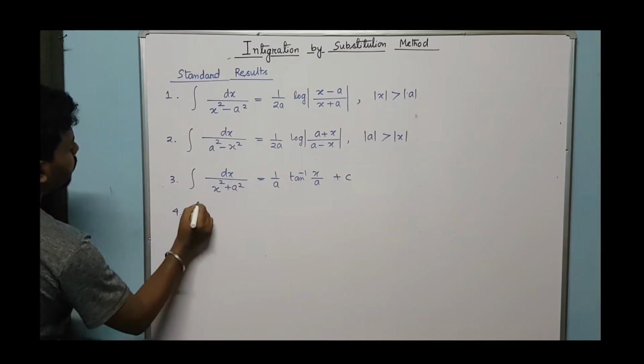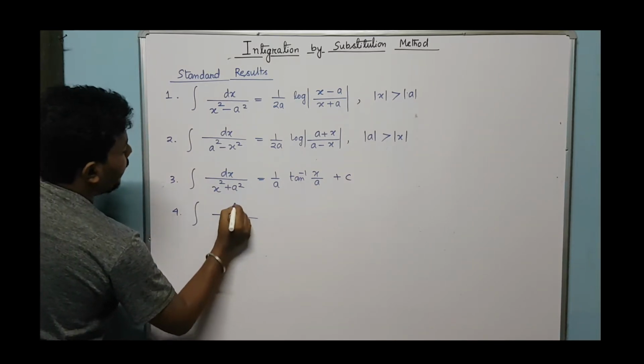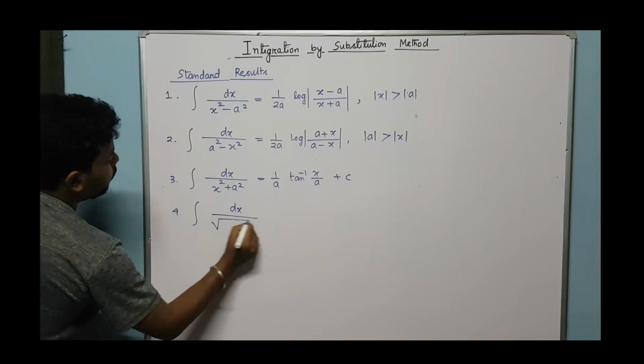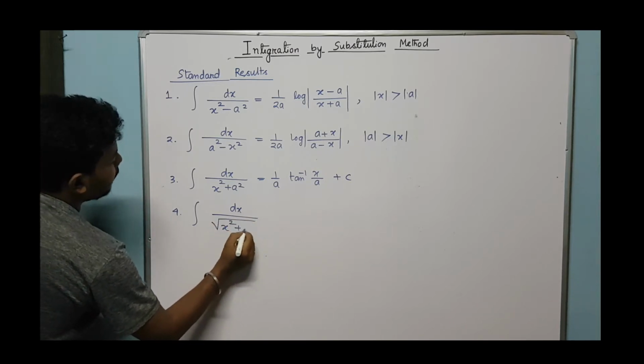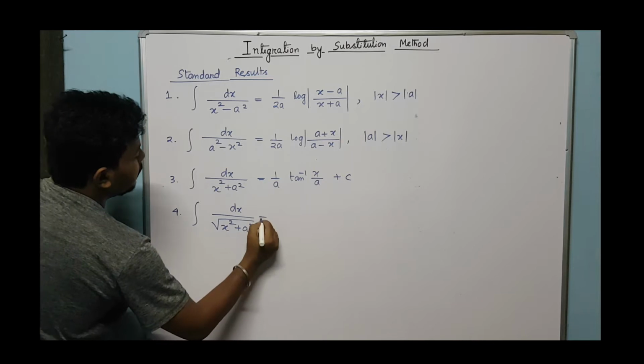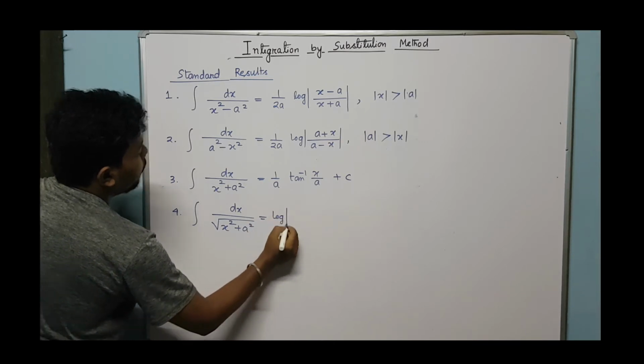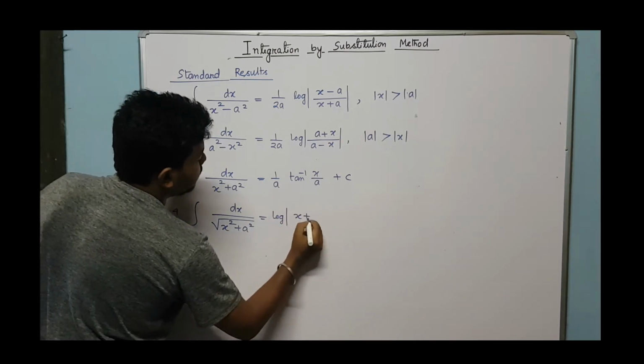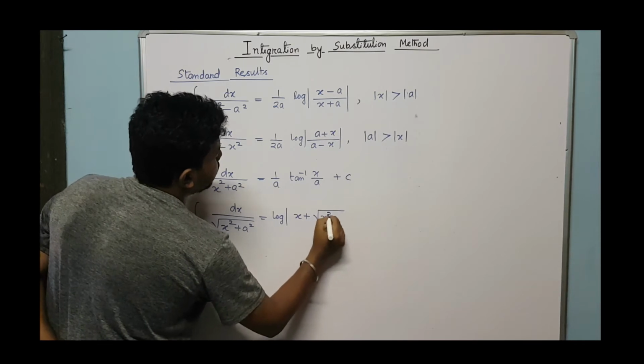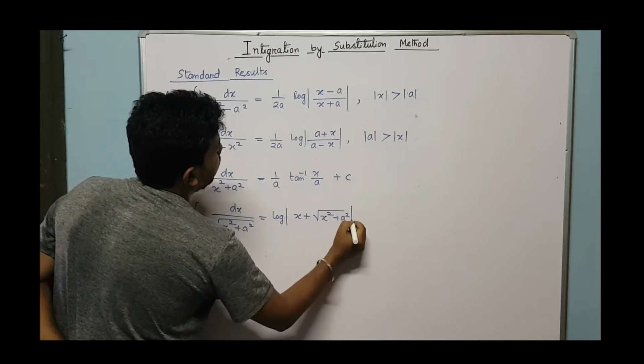Number 4, integral of dx by square root of x square plus a square is equal to log of mod of x plus square root of x square plus a square plus c.